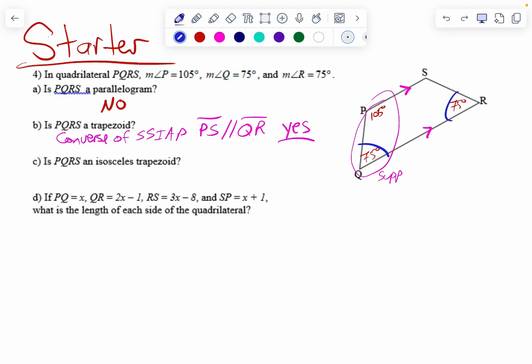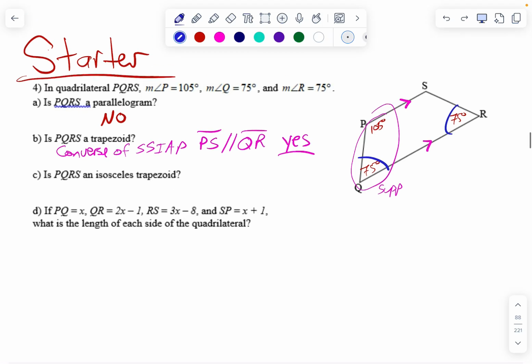Yeah, good. So we already proved that these two lines are parallel. So he says, what if we do 180 minus 75? Well, that's 105. So now we've proven that these two angles are also congruent. So yeah, it's definitely an isosceles trapezoid as well.